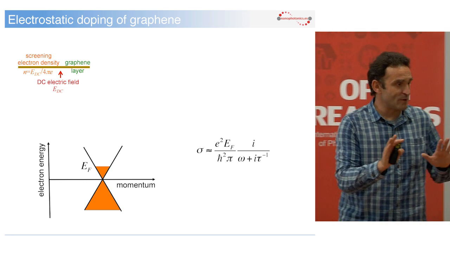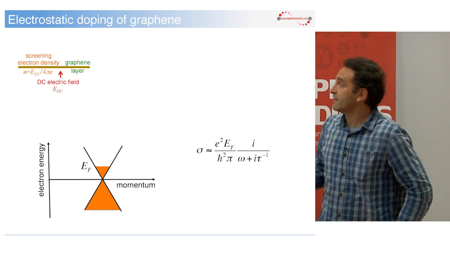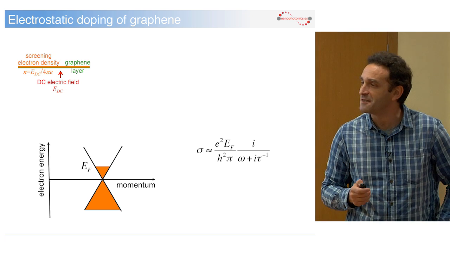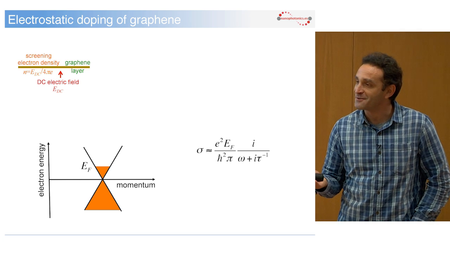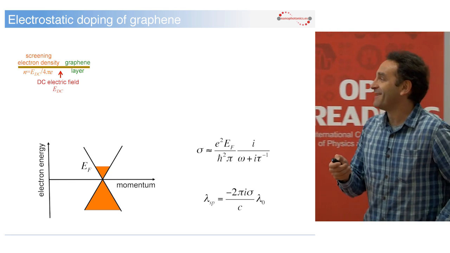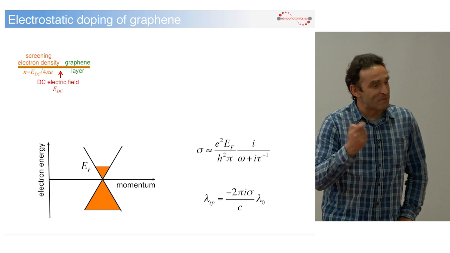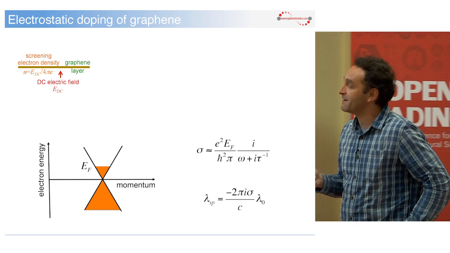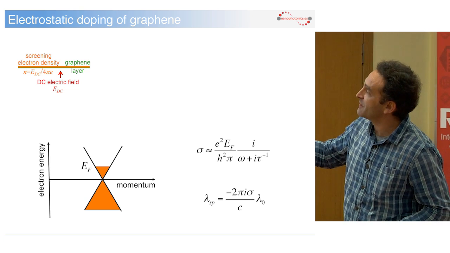So this should be more or less well known by now. I don't know to what extent the band structure of graphene is known to other communities. Anyway, near the Fermi level, the only thing that you have in graphene is this band structure.